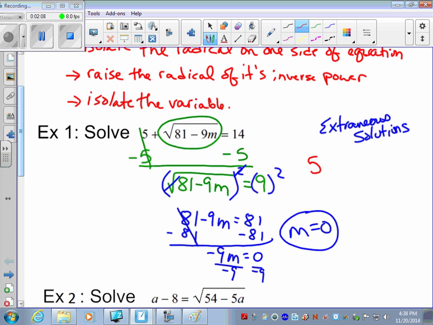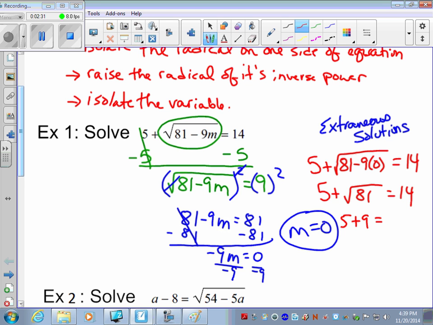So 5 plus, you probably ask yourself, do I really have to do this? Yes, you do. So we have the square root of 81 minus 9 times 0, substituting 0 in for m. Shouldn't take too long. We have 5 plus, simplifying, 81 minus 0 is 81. The square root of 81 is 9. And 5 plus 9 is 14. 14 does equal 14, check. So therefore this is the right real answer. It's not extraneous, and we're good.